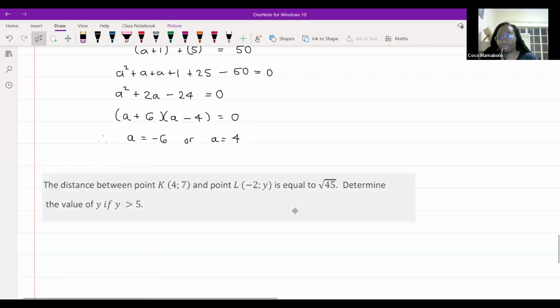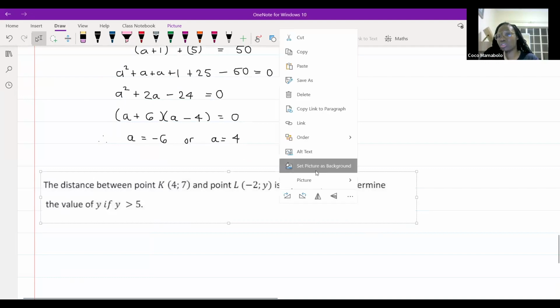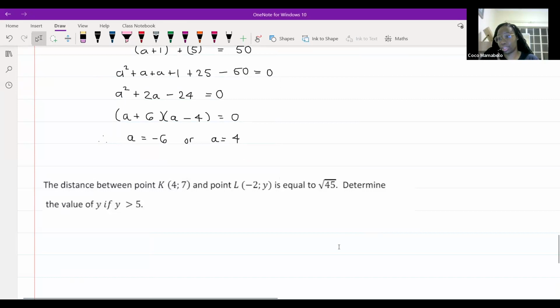But have a look at the instructions carefully. The order in which we do these things will not change, but make sure you're reading the question properly. In this particular case, I want you to DM me your answer. Find me the value of y, but I want you to DM me the answer, please.